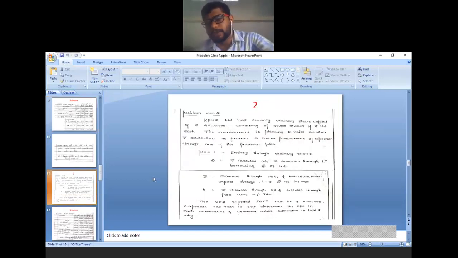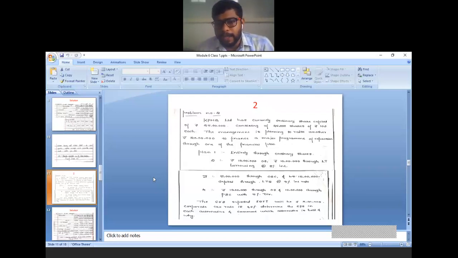Everyone concentrate on the second problem, read the question, because at the time of discussing the question itself I will explain everything: how much is debenture capital, how much is preference share capital, how much is the number of equity shares. Everything I will explain here itself, so that you can compare the figures in your solution. So see problem number 2.